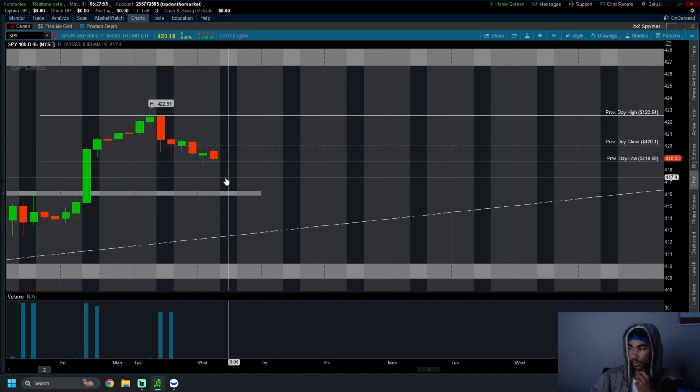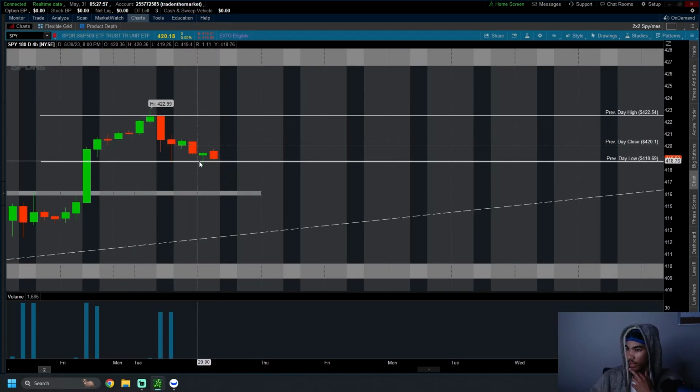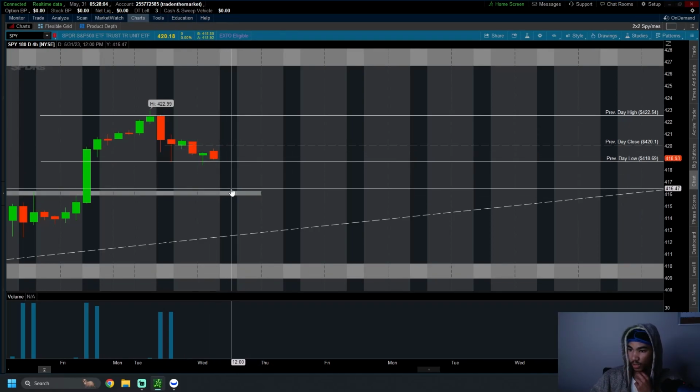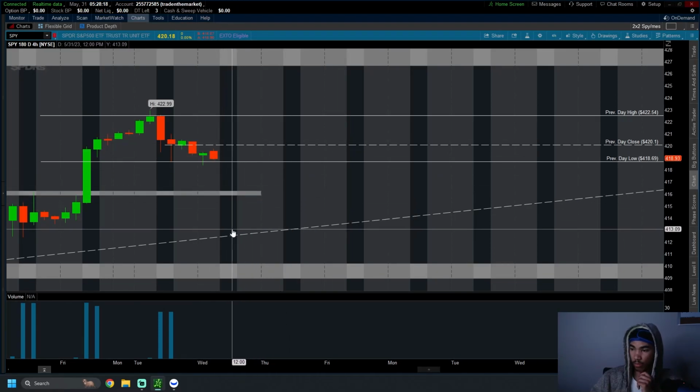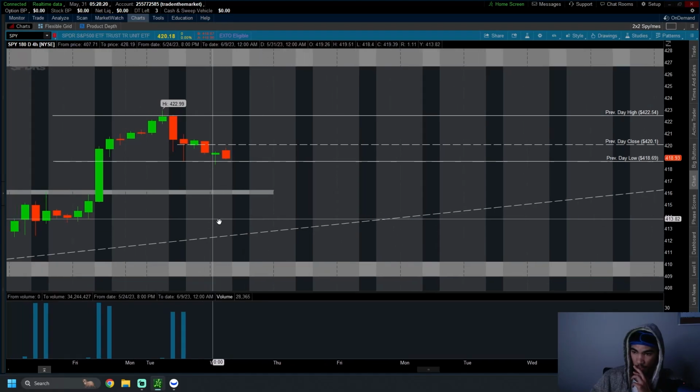And then opposite for the downside, right? So below previous day low, 418.69, we close under there, we look for price to come to this zone here. And if price does get to this zone, we look for price to reject off of this zone and go up. We could stall here at this zone and just move sideways. Or we could break under this zone and move down towards this trend line.